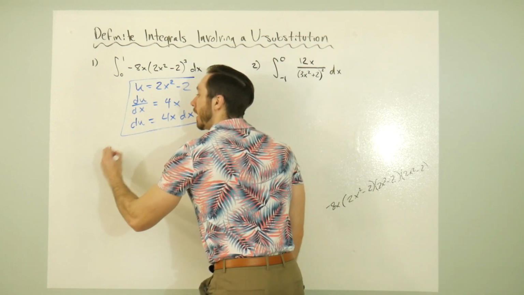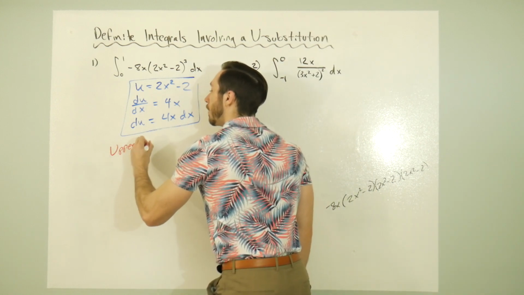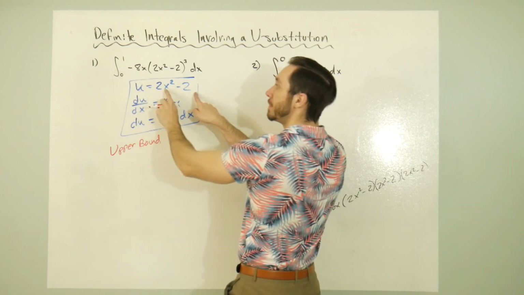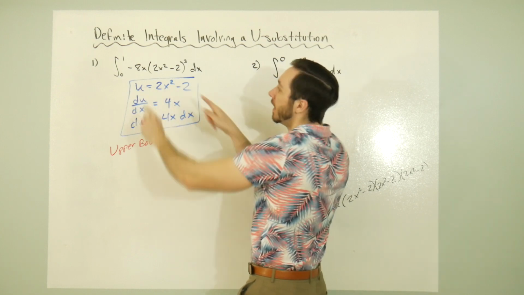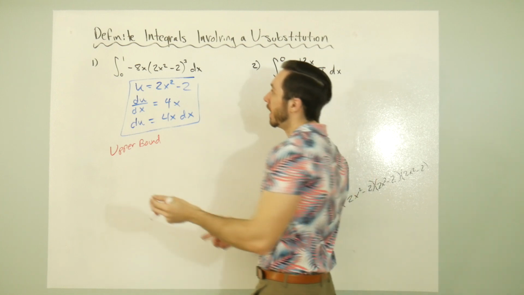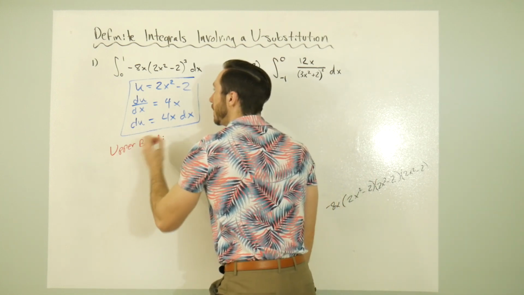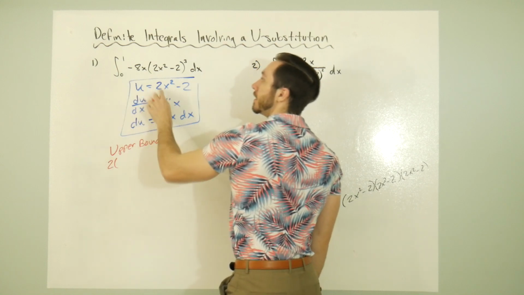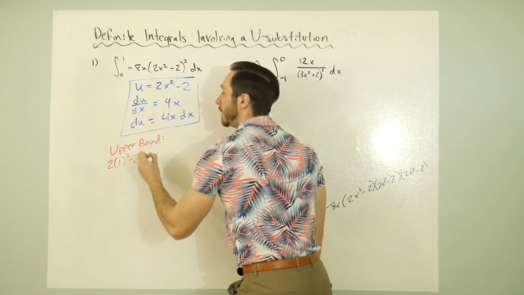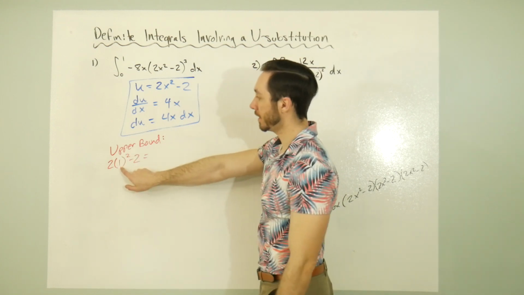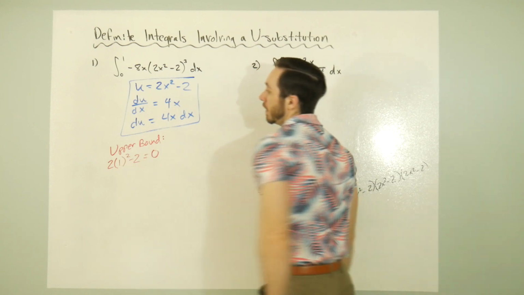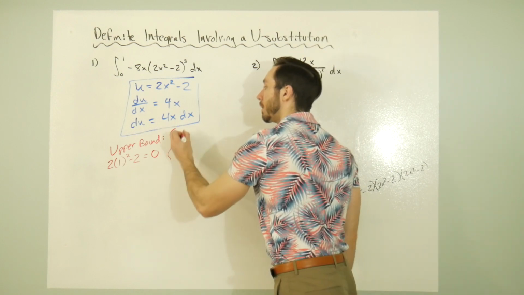Here's the thing. My upper bound was in the x world 1. However, there's a relationship between x and u, and it's right here. I actually need to take this upper bound, and I need to plug it into this expression to get a new one. So in this case, plugging in this 1 for x, 2 times 1 squared minus 2. My new upper bound for this expression is going to be 0, because 1 squared is 1, 2 minus 2 is 0. Let's do lower bound.